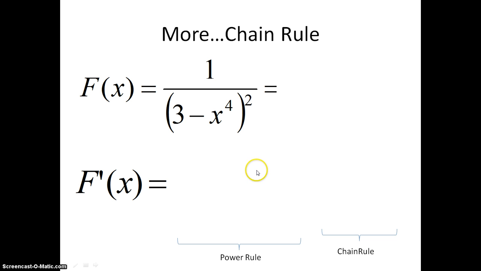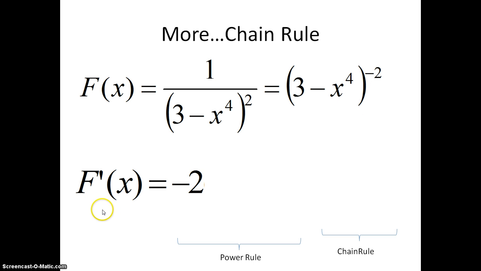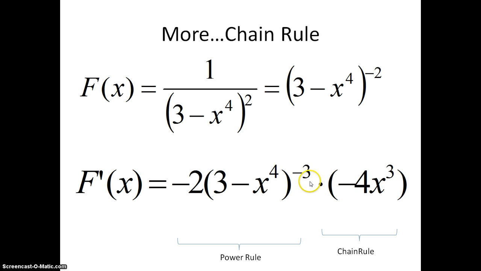A couple more chain rule examples. Now f of x is 1 over the quartic squared. And we can use negative powers to rewrite the reciprocal of the quartic squared. So we have the quartic to the negative 2. And then when we take the derivative, we bring down the negative 2, leave the base, which is the quartic, to the power 4. Subtract 1 from that old exponent. Negative 2 minus 1 is negative 3.